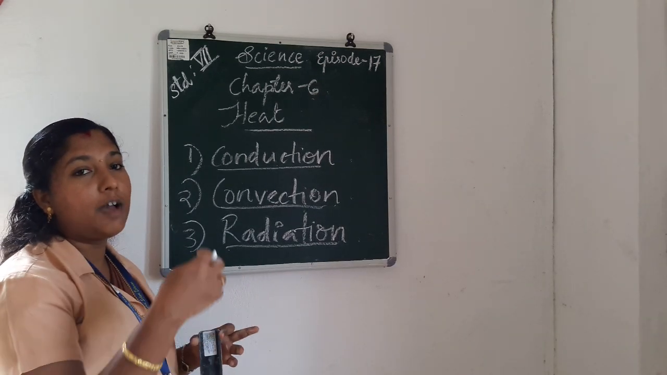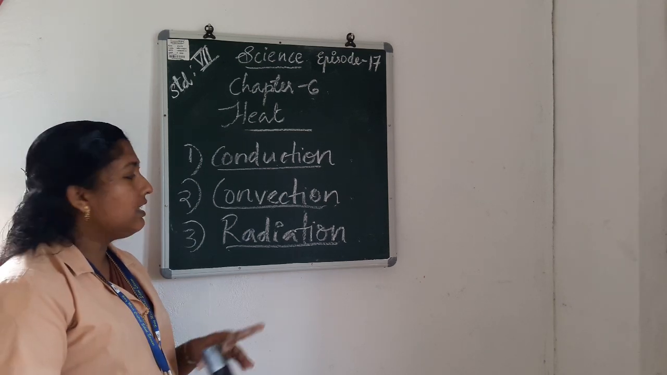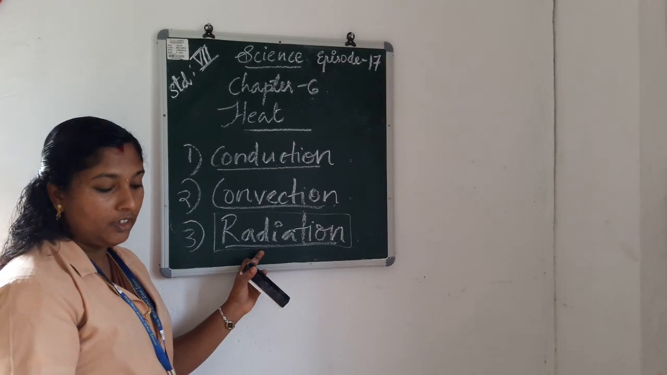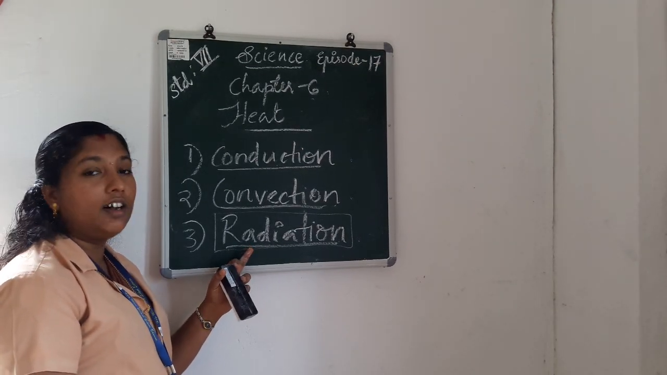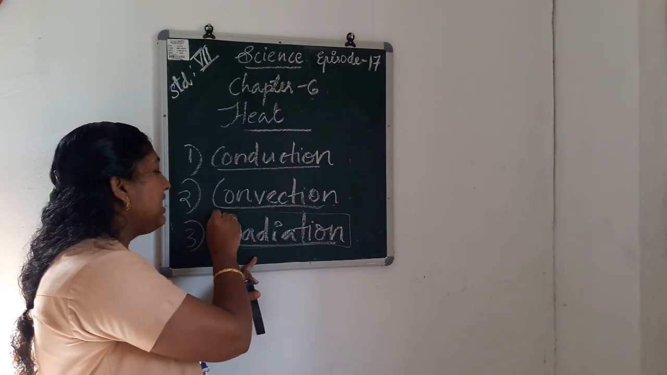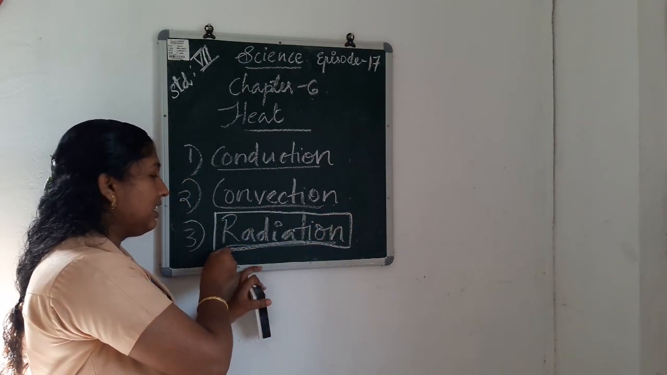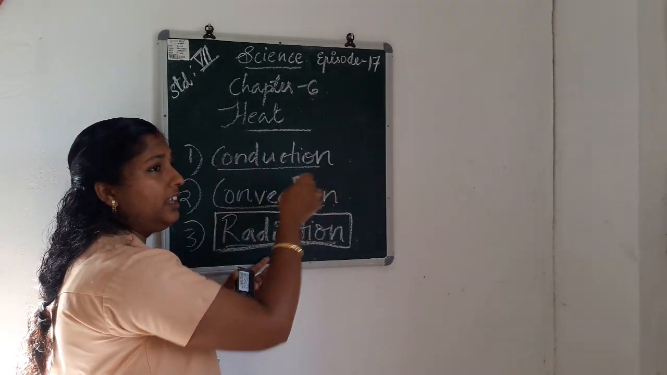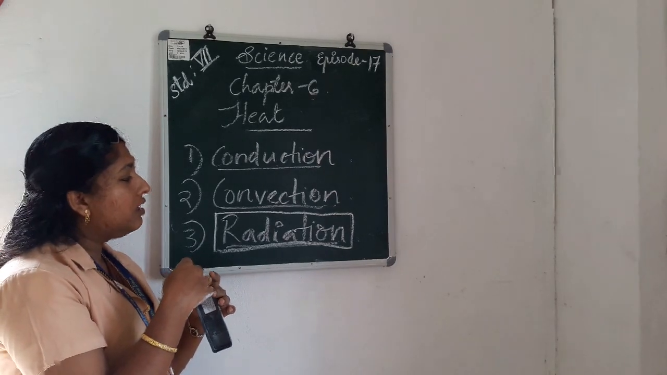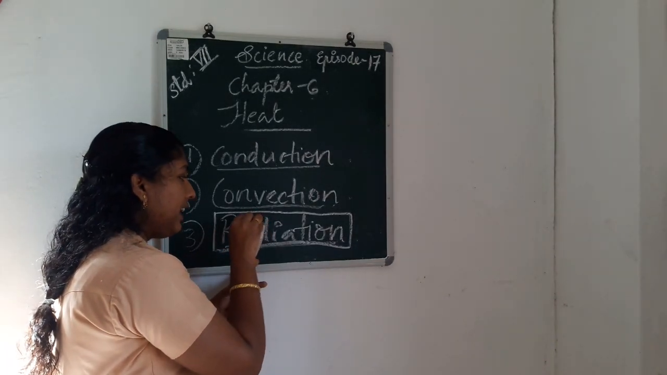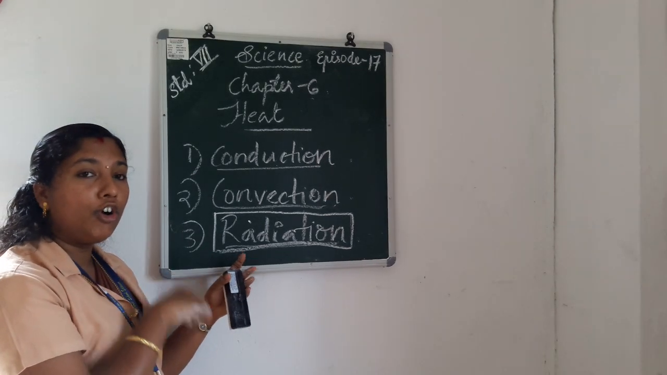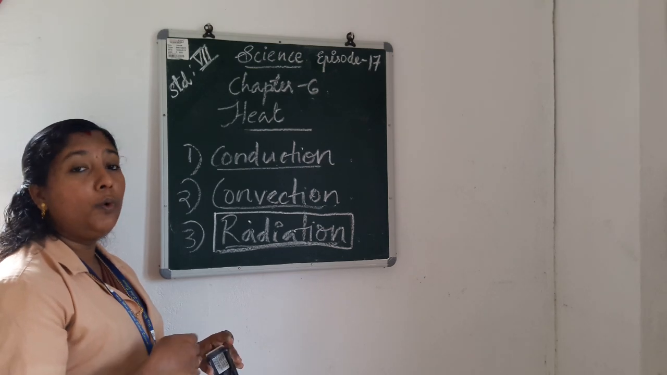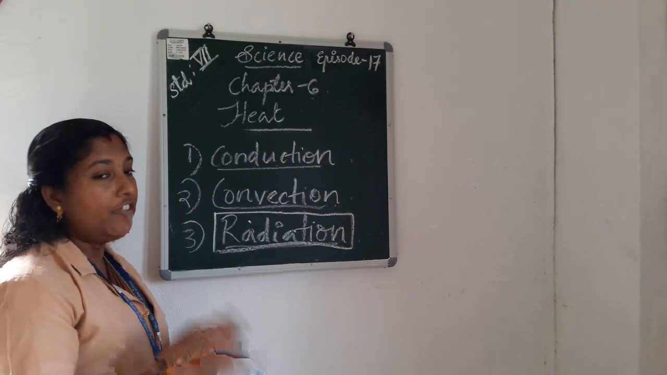Example, the sun's rays coming from the sun to the earth. It is through the radiation process. It is a mode of heat transfer, that is radiation. That is, the sun's heat reaches the earth through radiation. So radiation takes place from a hot body to a cold body without any medium between them, through the heat rays. Okay.